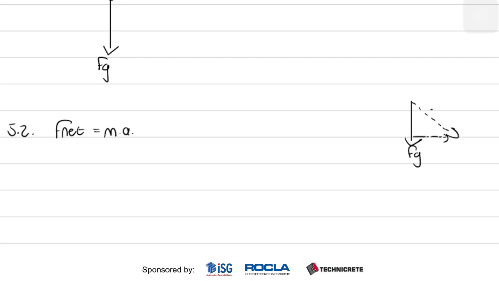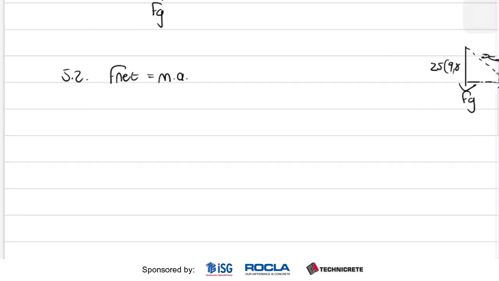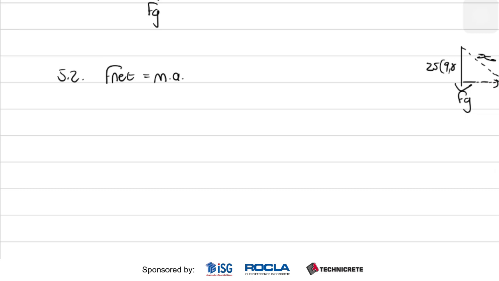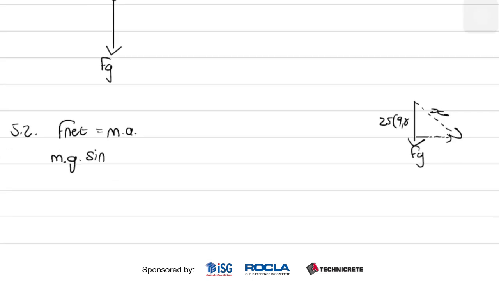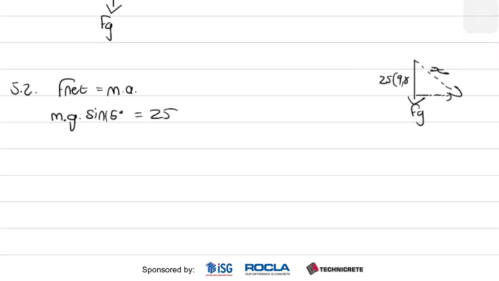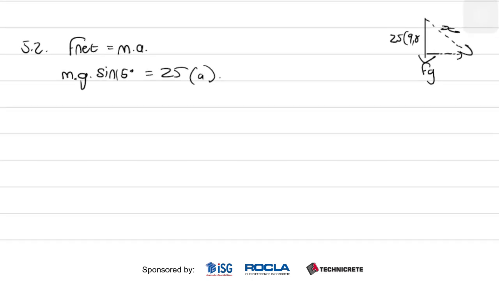We know that the weight here is 25 times 9,8, and we want to determine the component. So now we can say our component of weight, there is no friction, remember it is smooth. Our component of weight is our mass times our gravity times our component pulling down, which is always sine, and our angle, they told us, is 15 degrees, which is equal to our mass times our acceleration, which we are trying to determine. So it is our only variable we now do not know.